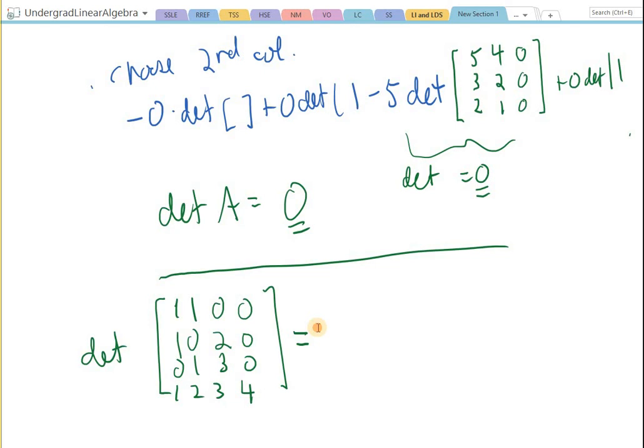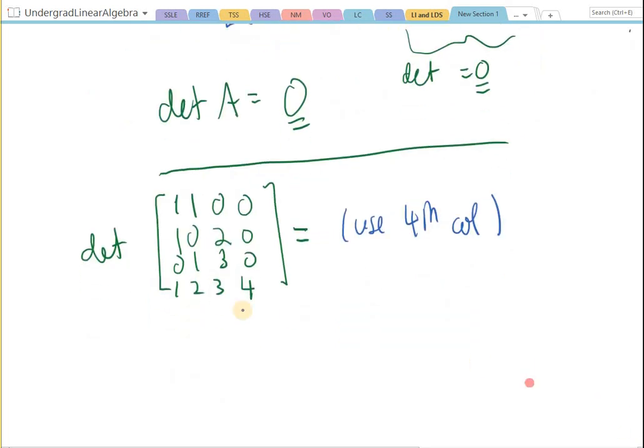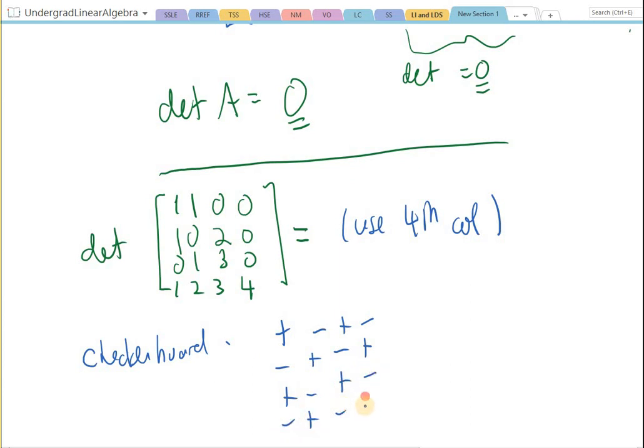All right, so to compute this one, first you want to find a row or column that has the most zeros. So that would probably be the fourth column here. Okay, because it's got 3 zeros, so that looks good to me. So let's write down the checkerboard. Checkerboard looks like plus, minus, plus, minus, minus, plus, minus, plus, plus, minus, plus, minus, minus, plus, minus, plus.